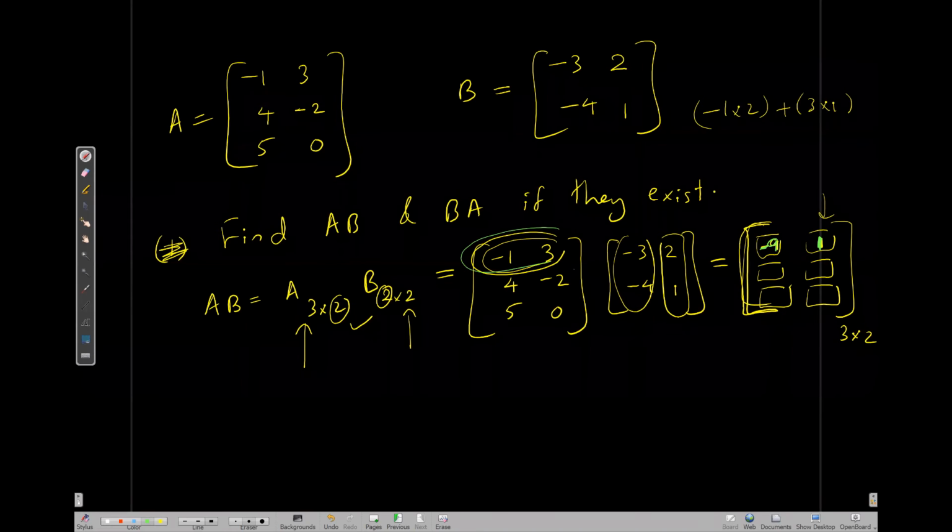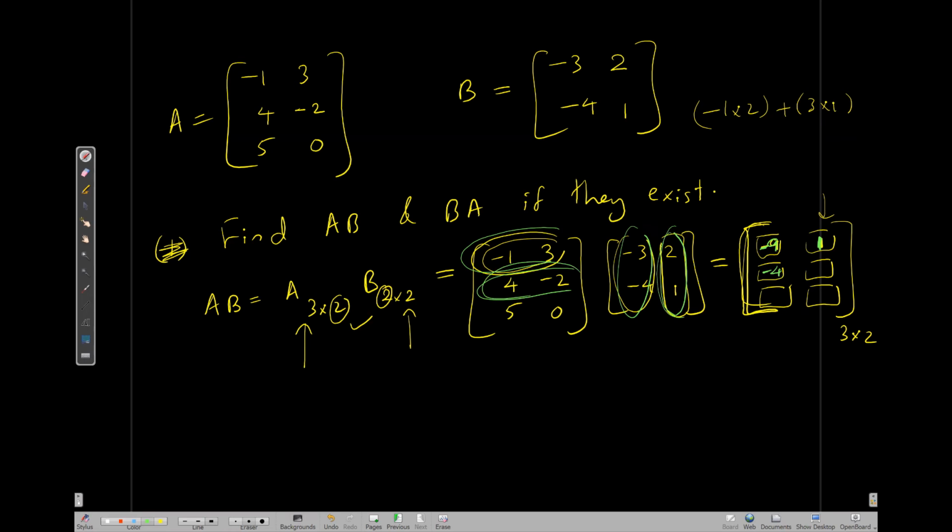Now we are done with this guy, so this guy and this, 2, 1 entry, negative 12 and 8, so you get negative 4. And then this with this, 4 and 2 is 8, negative 2 and 1 is negative 2, so you get 6. This with this, so 5 and negative 3 is negative 15, 0, so just negative 15. And 5 and 2 is 10, 0, so just 10. I think that should be clear, right?